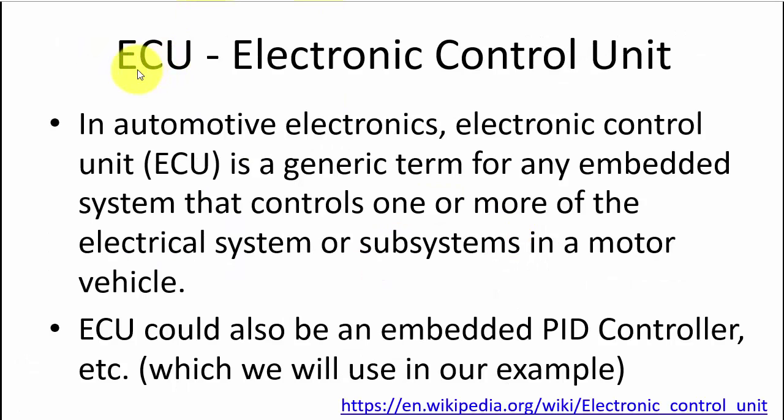So what is an ECU, an electronic control unit? In automotive electronics, electronic control unit is a generic term for any embedded system that controls one or more of the electrical systems or subsystems in a motor vehicle. An ECU could also be an embedded PID controller, etc., which we will use in our example. For more information about ECU, go to this reference.